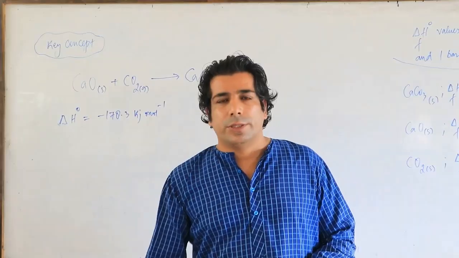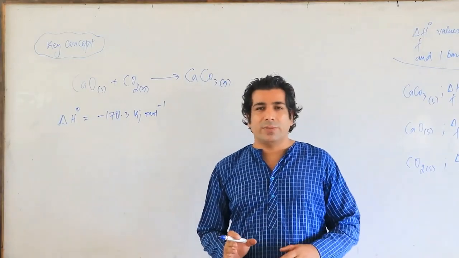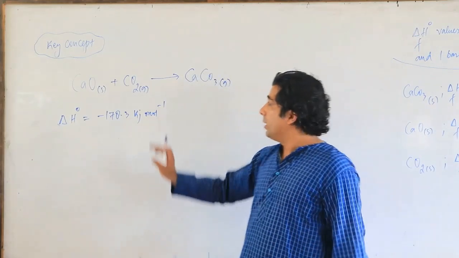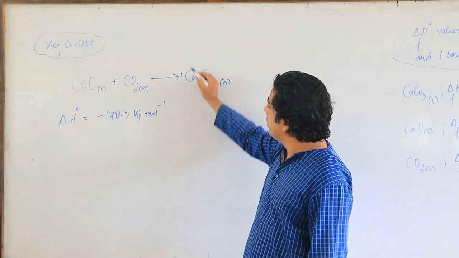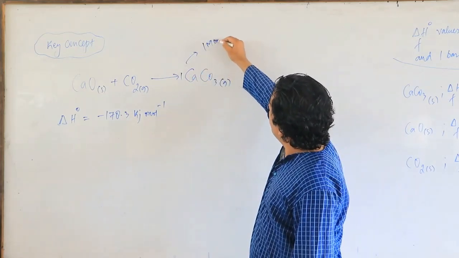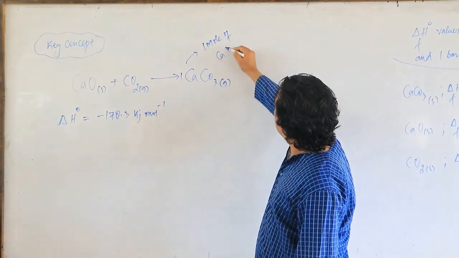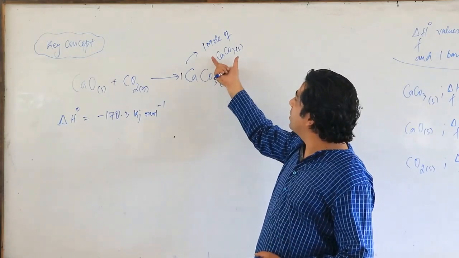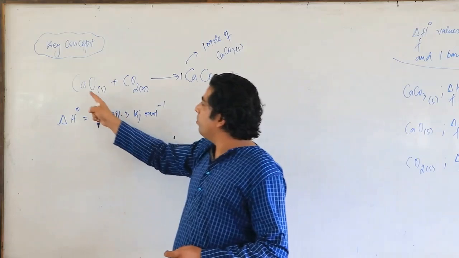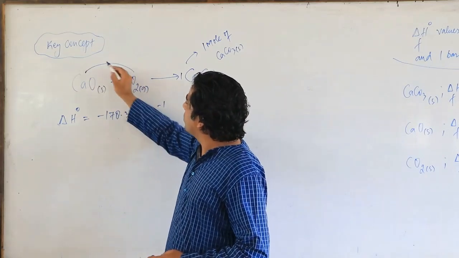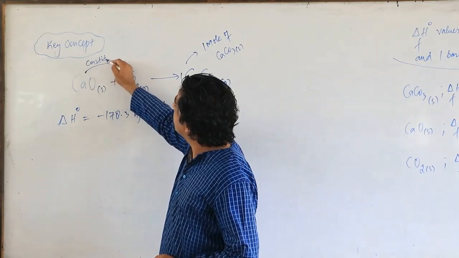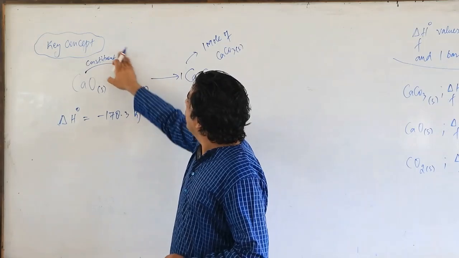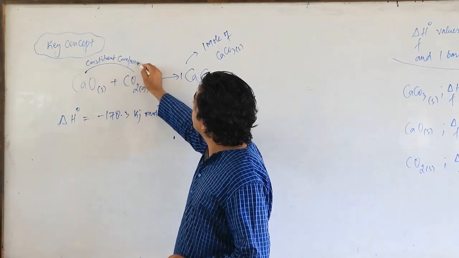Please make note. Dear friends, let's talk about one more concept. It may be a little confusing, but I will clarify this particular concept for you. Have a look here. Let's suppose I have taken one reaction. In this reaction, what is happening? You are getting 1 mole of calcium carbonate. Now this 1 mole of calcium carbonate is formed from constituent compounds, not from constituent elements. Sorry, it's made from constituent compounds.